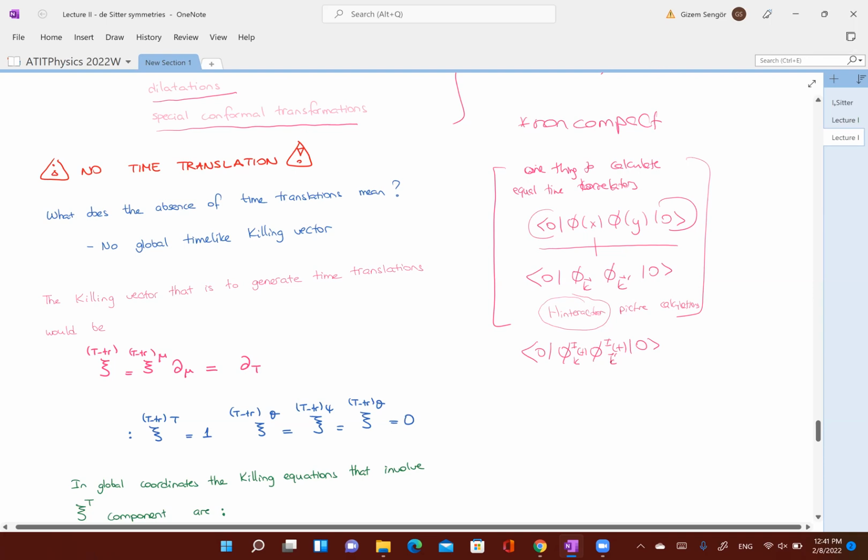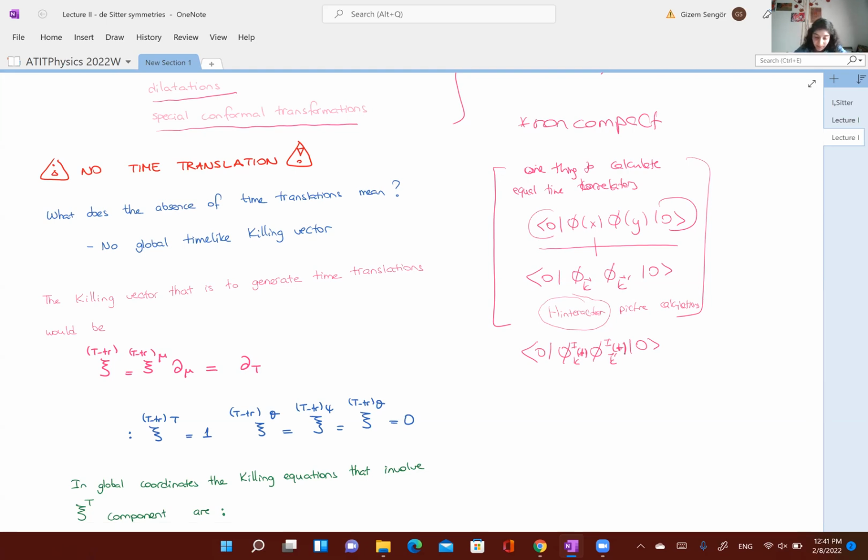I guess since there is no time translation invariance, we are supposed to calculate them at the same time. Yeah, because they also depend on the time, probably. Yes, so this is why these t's are the same t's. Okay, I hope that helped make a break. But now let's go back to this absence of time translations. Now, a global time-like Killing vector would have looked like this.